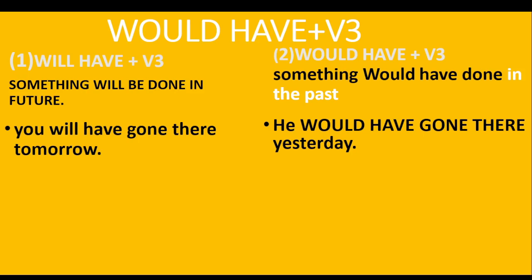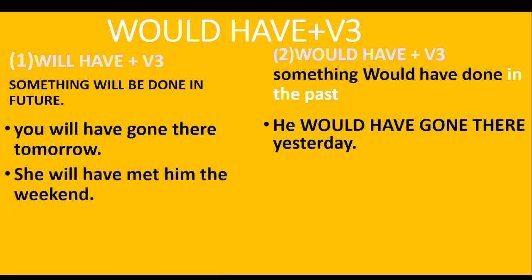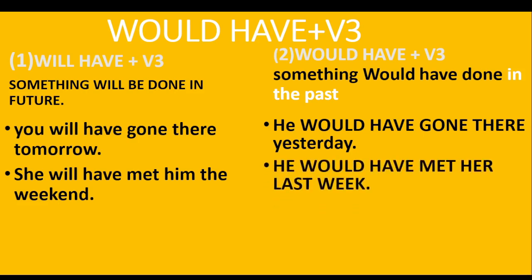And you can see my second example, "She will have met him this weekend." This action is showing that she will meet him this weekend. It means at this time she has not met him, but this meeting will be completed this weekend. And otherwise, you can see "would have", like "He would have met her last week." It means he had met her last week. It means this meeting had been completed a few days ago.